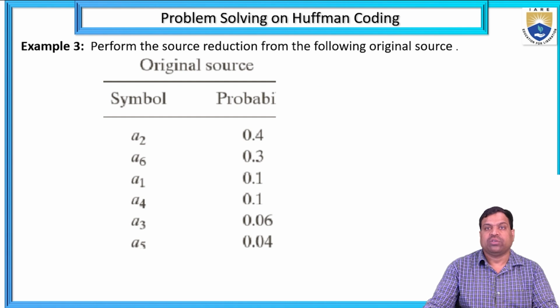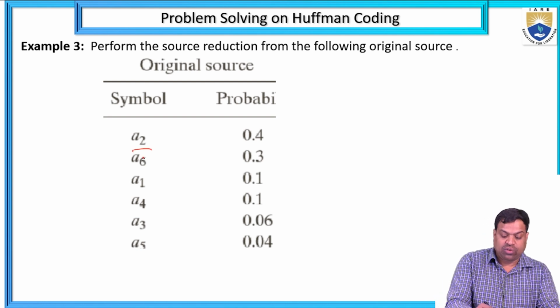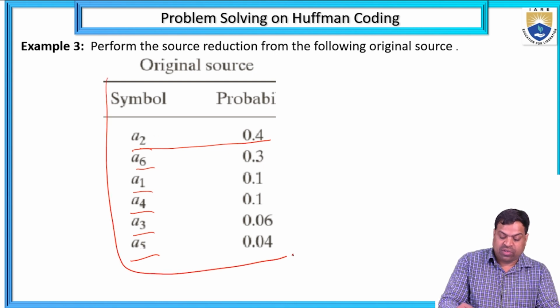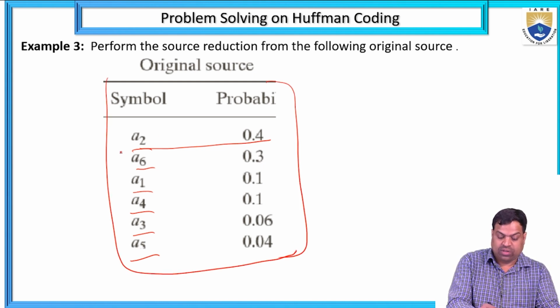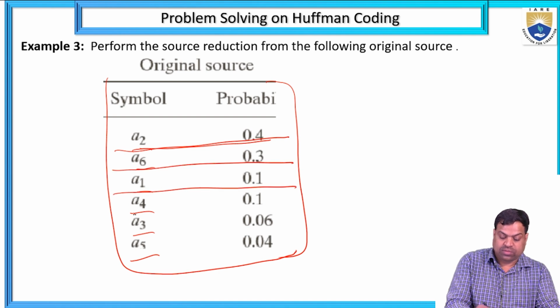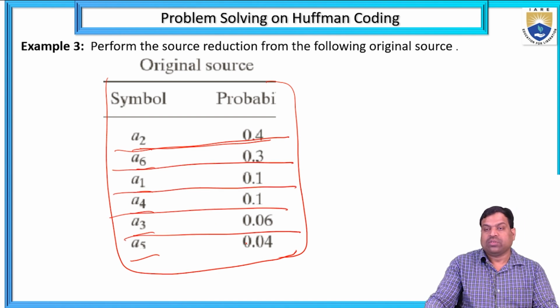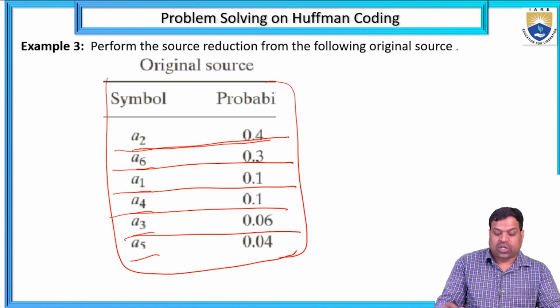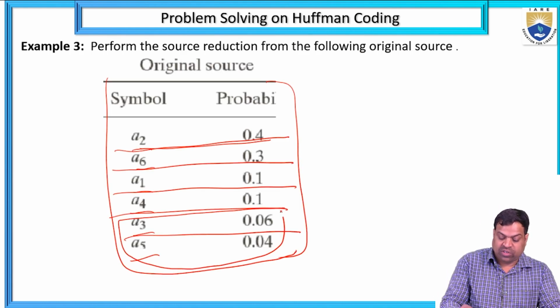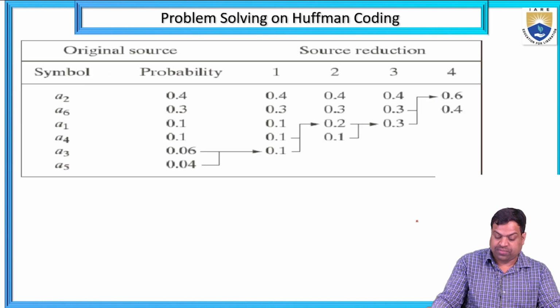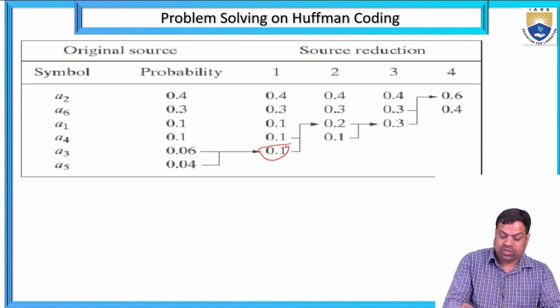I'm taking example 3. Perform the source reduction from the following original source. The original source is A2, A6, A1, A4, A3, A5, with values like this. First I take the bottom 2 values, A3 plus A5, 0.06 plus 0.04. What is the value? It is 0.1. The remaining values I take as they are.